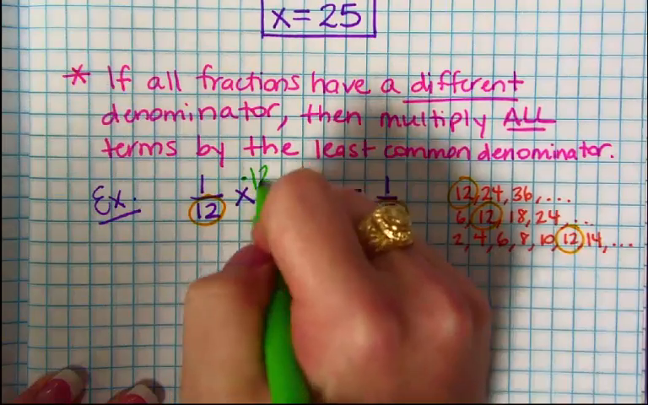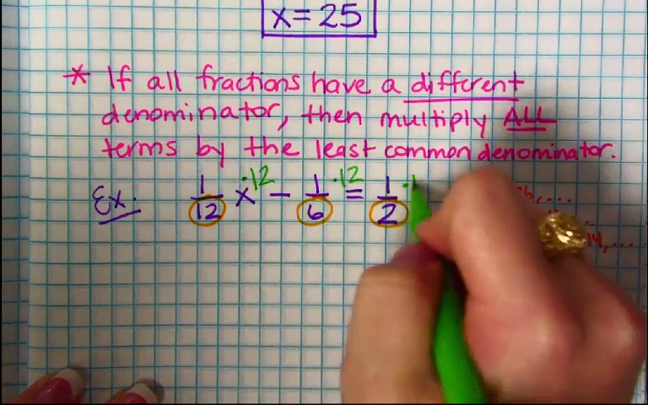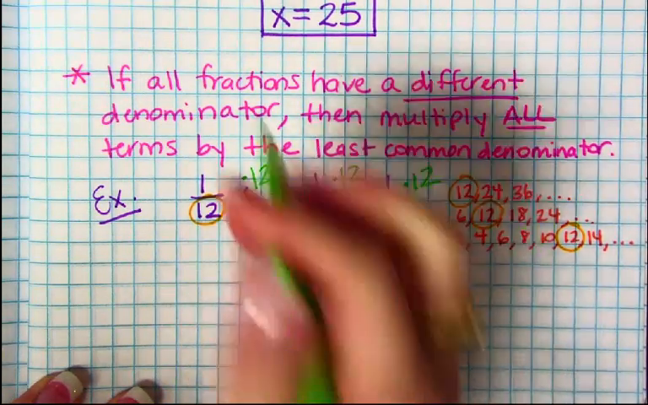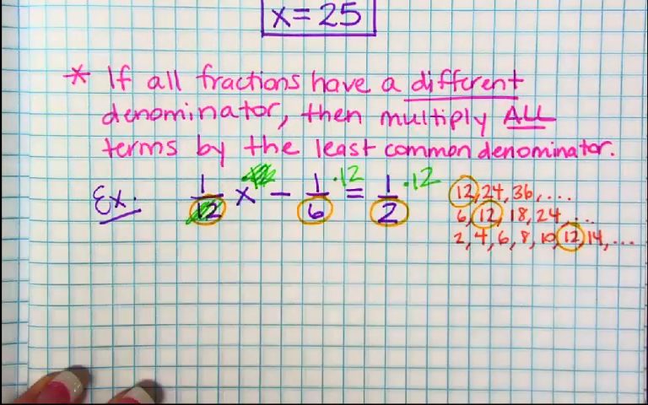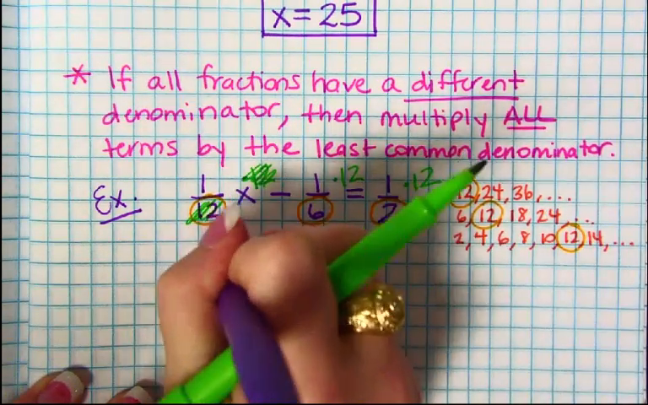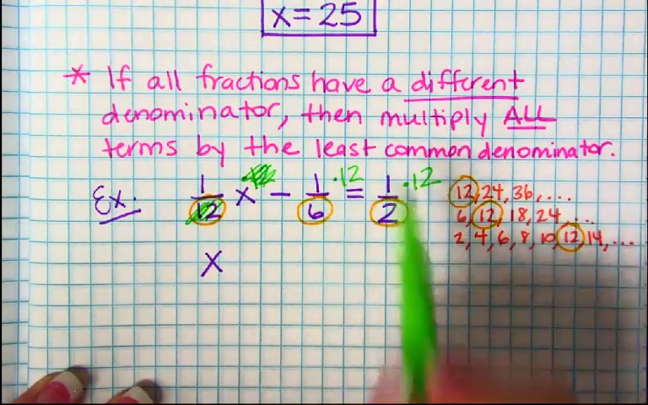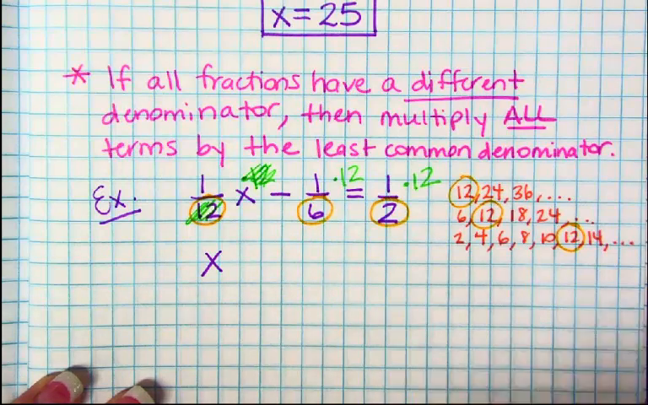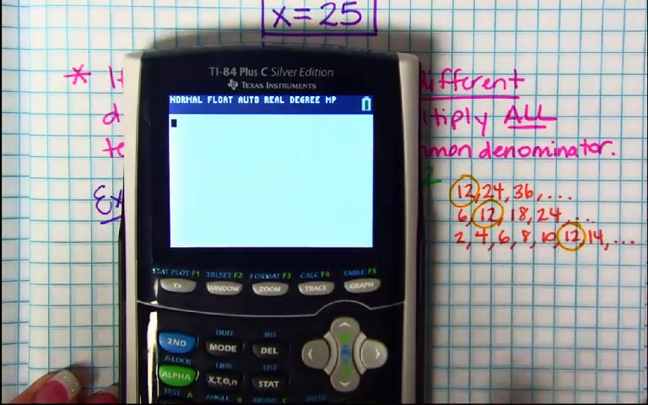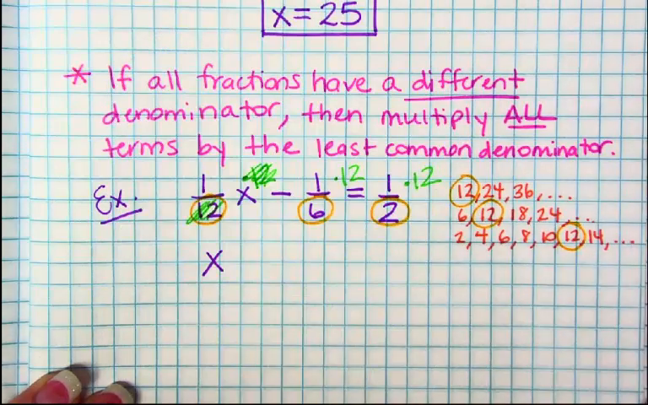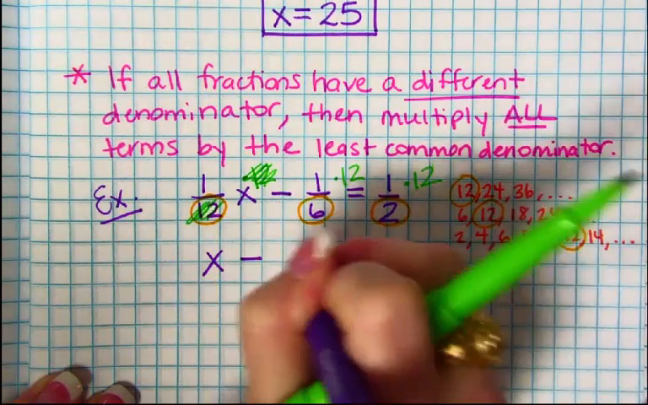So the first term by 12, the second term by 12, the third term by 12. When I multiply the 1/12 times 12, it makes my 12s go away, so all I'm left with there is just 1x, or x. Now be careful here. I've got 1 over 6 times 12. That doesn't get rid of the 6 and the 12. If you do this in your calculator, you will always be sure to get the correct answer. So I'm doing 1/6 times 12. That leaves me with a 2, not with a 1. So what I'm going to write here is minus 2.